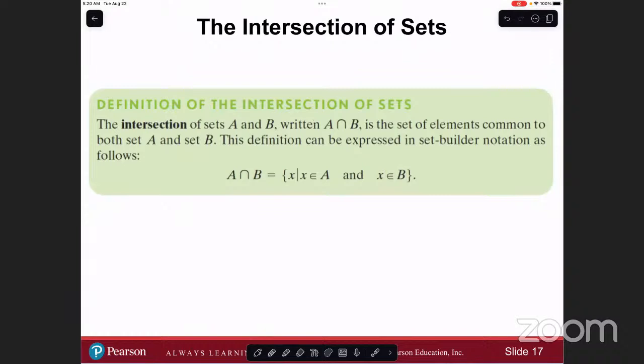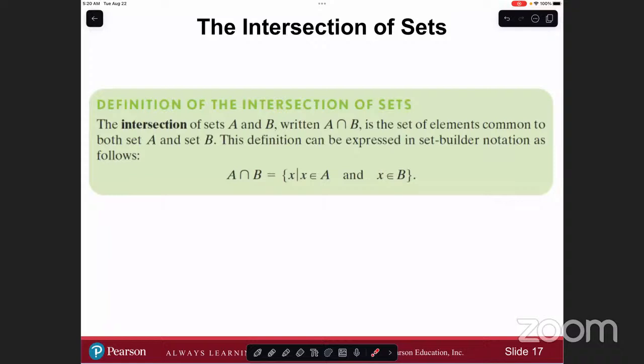So what do we mean by the intersection of sets? The intersection of sets A and B, written A intersection B, is a set of elements common to both set A and set B. This definition can be expressed in set builder notation as follows. A intersection B is the set of all X such that X belongs to A and X belongs to B. All right, and I'm trying to highlight so you know what each symbol means and how to read this stuff.